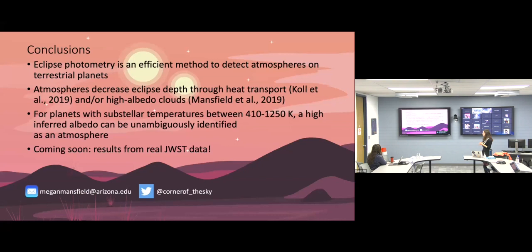All right, so just to conclude, this secondary eclipse photometry method is an efficient method to detect atmospheres on terrestrial planets orbiting M-dwarfs. That's because those atmospheres will decrease the secondary eclipse depth, either through transporting heat to the night side or through hosting high albedo clouds. And we can unambiguously identify the presence of an atmosphere for planets with substellar temperatures between about 410 and 1250 Kelvin. We're going to be doing this method for real with JWST data coming this year, so I hope you look forward to seeing those results as much as I am. Thanks, and I'd be happy to take any more questions.